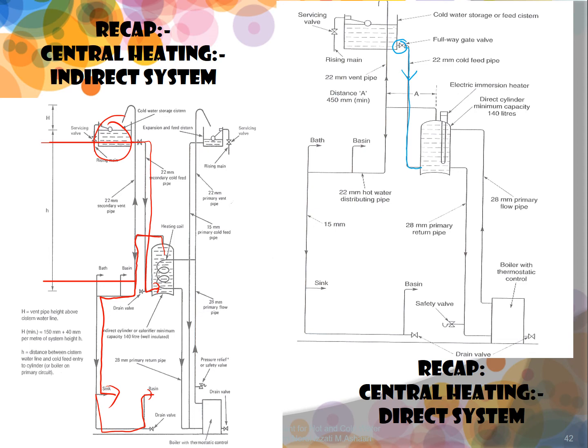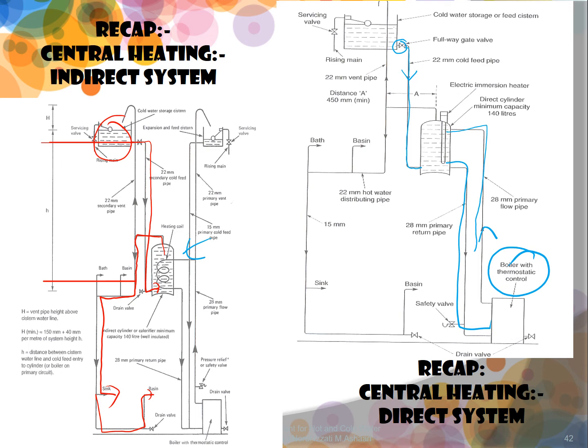Then you can see from the boiler, then you can see from this cylinder, this one will go down and then it will go directly to the cylinder again. So this cylinder is used to keep the hot water after it goes to the boiler. Can you see that? This is the direct system. On the left hand side, this is the indirect system.